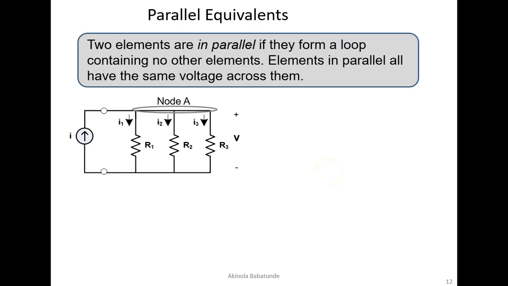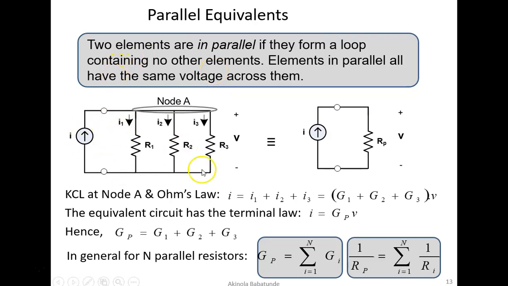Two elements are in parallel if they form a loop containing no other elements. All elements in parallel have the same voltage across them. We've mentioned this before, all elements in parallel have the same voltage across them. We have this circuit, as you can see. Here is an independent current source. Here is a circuit element with resistor R1, another resistor R2, another circuit element, resistor R3. You can see them having their individual currents flowing through them. We have I1 flowing through R1, I2 flowing through R2, I3 flowing through R3.